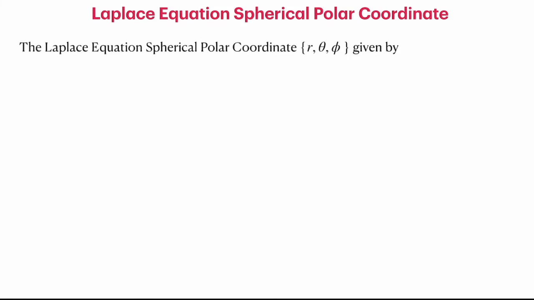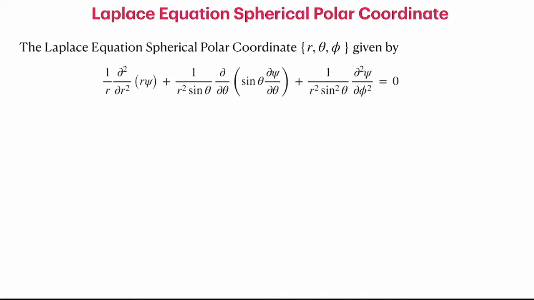We use a spherical polar coordinate system r theta phi. The Laplacian in this coordinate system is given with this messy expression, which is given as 1 by r del square by del r square r psi plus 1 by r square sine theta d by d theta into sine theta d psi by d theta plus 1 by r square sine square theta d square psi by d phi square is equal to 0.